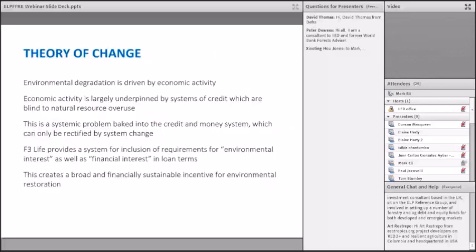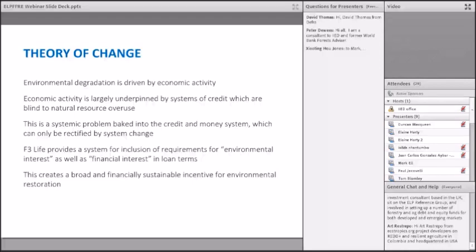We were asked to provide you briefly with a theory of change that informs our business approach. And this goes a little bit deeper than just the value proposition that I was explaining. Simply put, we understand that environmental degradation is driven largely by economic activity. And that economic activity is, again, largely underpinned by systems of credit, which are blind to natural resource overuse.